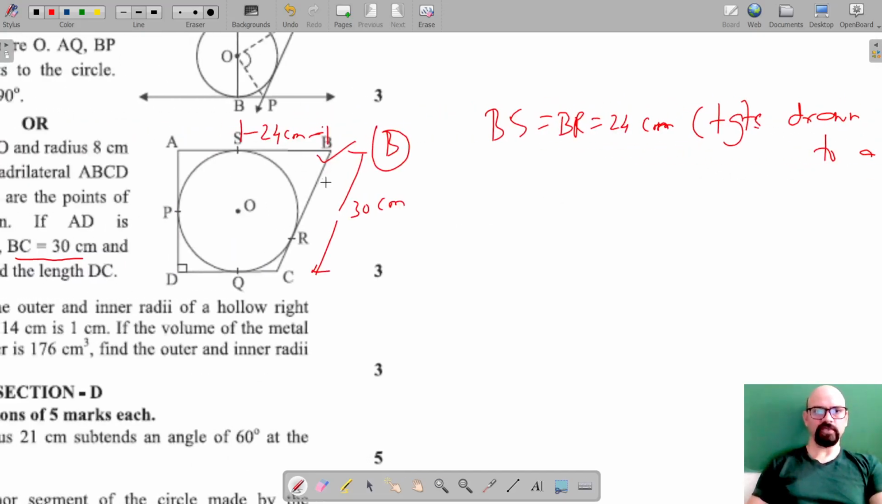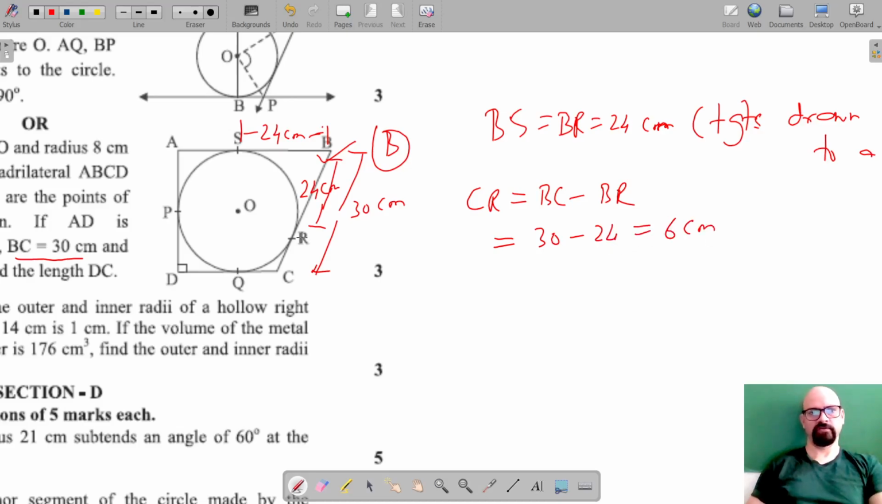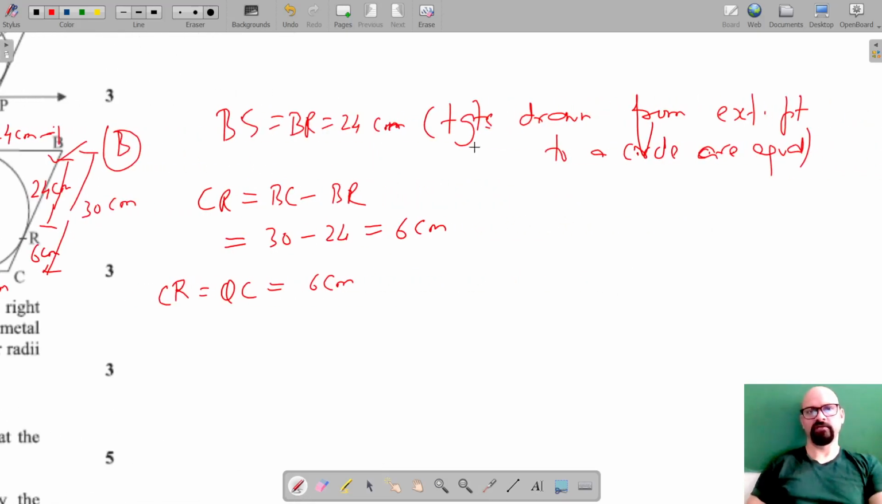Okay, so that means BR is 24. If BR is 24, we can find out CR. CR is equal to BC minus BR, and BC is 30, BR is 24, which is equal to 6 centimeters. So this is 6 centimeter. That means QC is also 6 centimeter, because CR is equal to QC is equal to 6 centimeter. The reason being, the tangents drawn from an external point to a circle are equal.